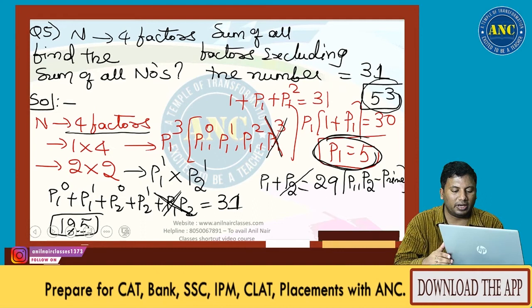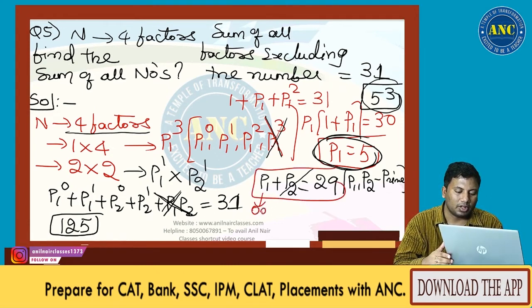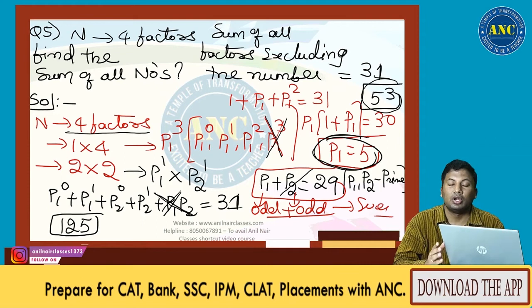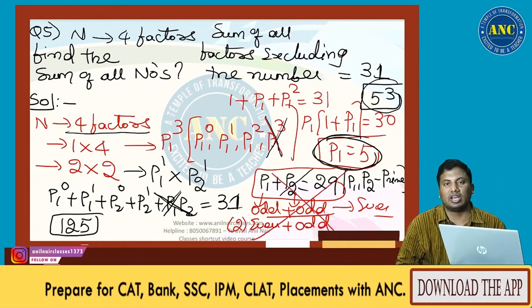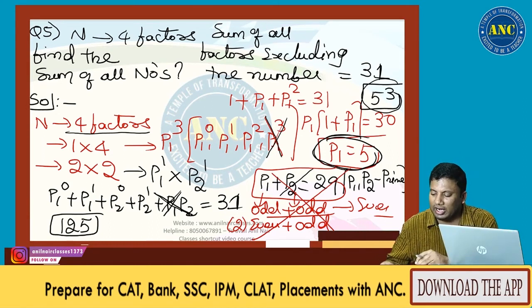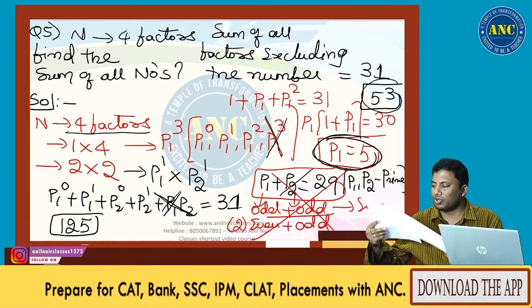P1 power plus P2 is 29. If this is an odd prime number, odd plus odd has to be an even number. That means 2 odd prime numbers, it is not possible. If this is an even number, this has to be an odd number. So just check it out. If this is 2, P2 is 27. This case not possible. No such case will be possible. Just use the nature of prime numbers, you will get this answer. I hope this question is clear.